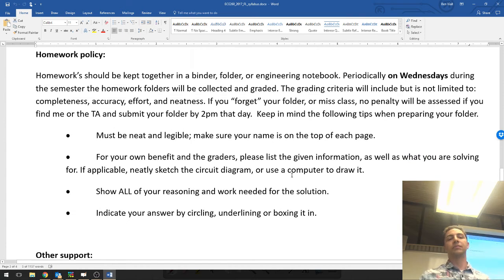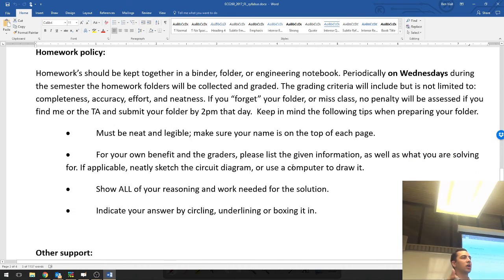Homework policy. I assign homework in large blocks, all of the Chapter 1 homework, okay, and then I collect it all at once, usually after we finish Chapter 1. I collect it always on Wednesdays. I will never collect it on a Monday. I will never collect it on a Friday. I will always collect it on a Wednesday.